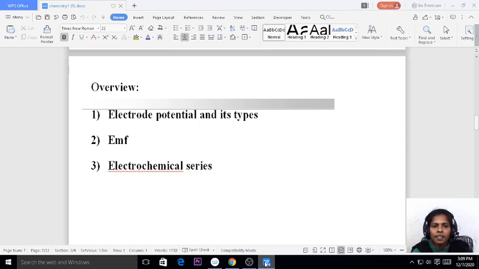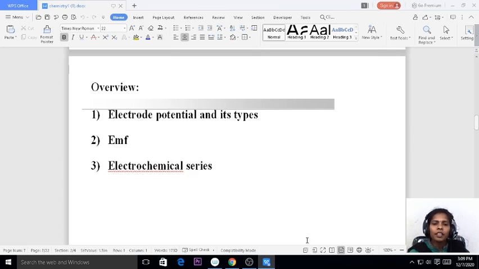In the last class, we have seen the types of electrolytes, types of materials, and the redox titration. And today in this session, I am going to explain electrode potential and its types, electromotive force, and electrochemical series. So let us see the first topic, that is electrode potential and its types.